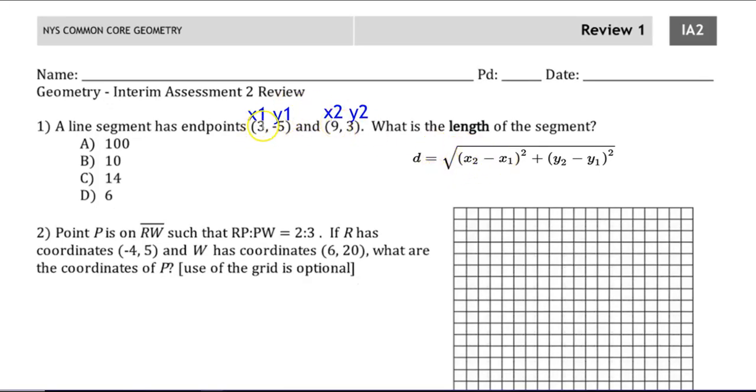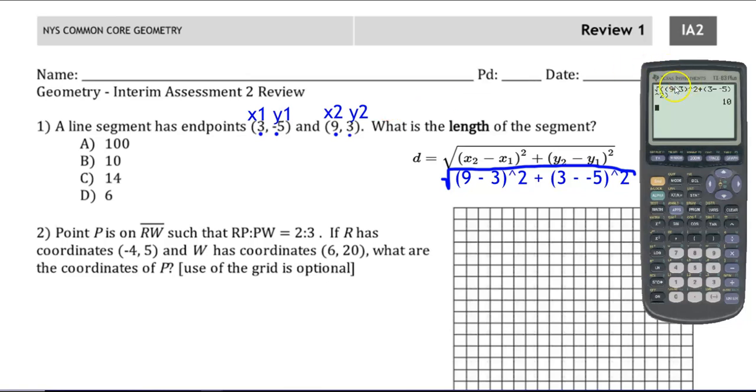So wherever you see x2, we're going to replace it with 9. x1, we're going to replace it with 3. And then that minus sign is going to come through. So this is going to be 9 (x2) minus 3 (x1) squared plus, and then y2 is going to be 3, and then minus y1, which is -5. I'm going to put -5. There's still going to be a minus here, and then take that quantity and square it. So there's your distance formula: 9 minus 3, and then 3 minus -5. We're going to simplify this, and we should be able to get the length pretty easily.